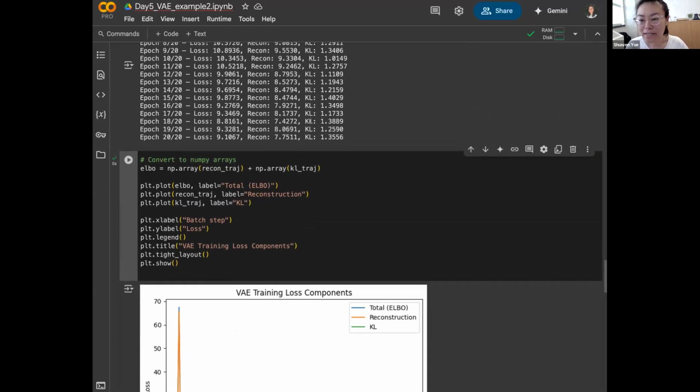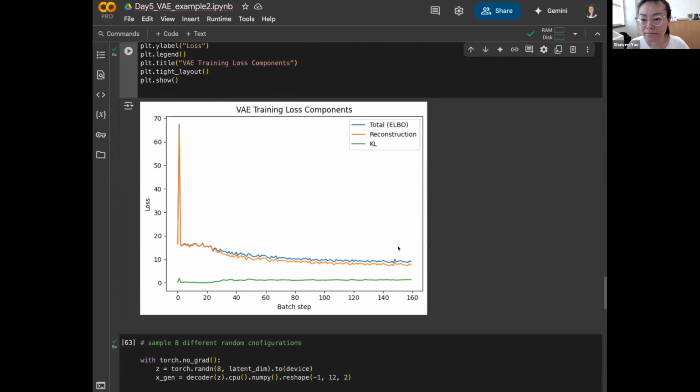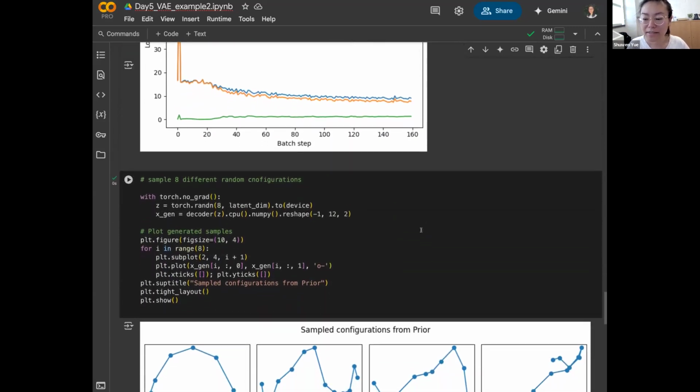And then I imagine if we were to change that beta value, we'll see more of a balance between these two components contributing to the total loss. But let's see what happens in this first pass.